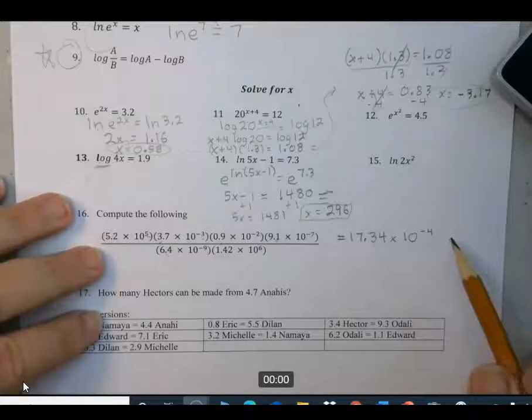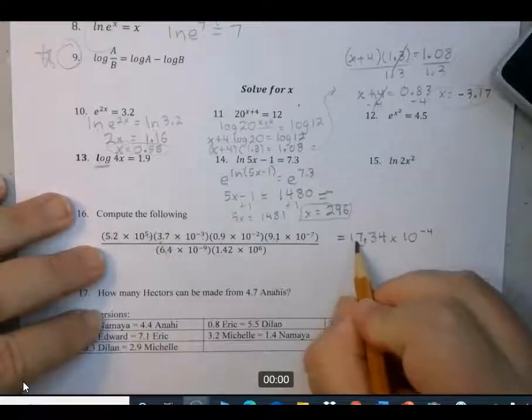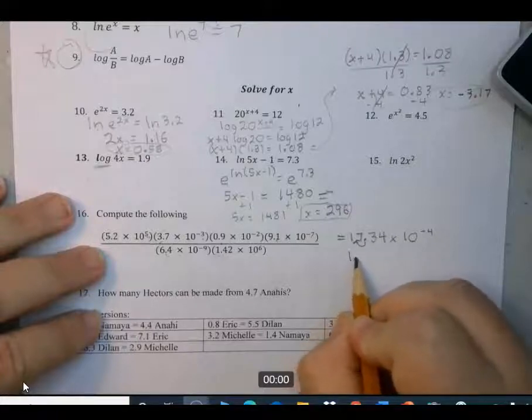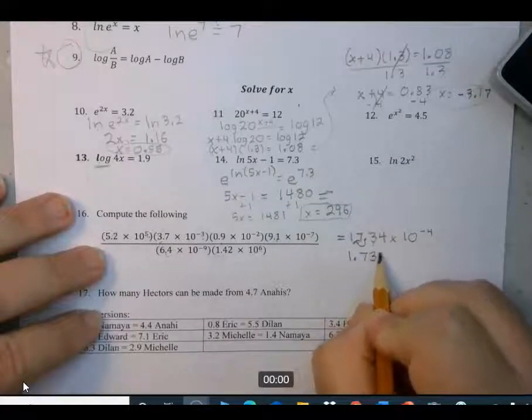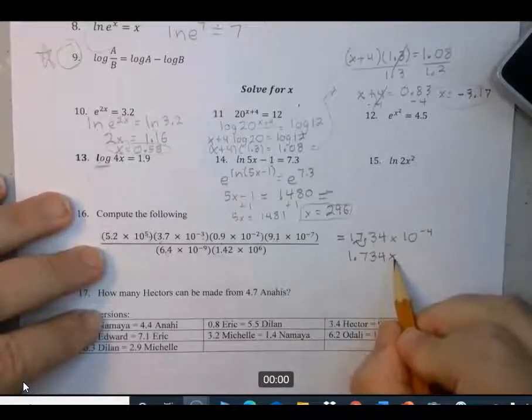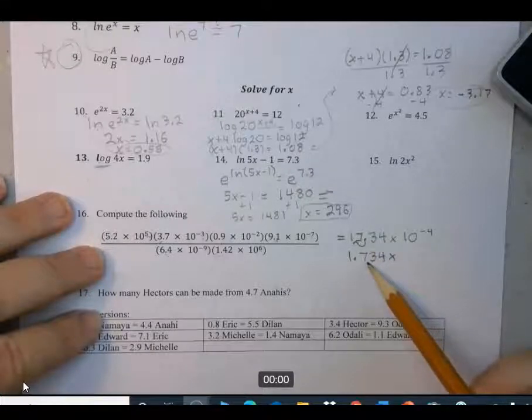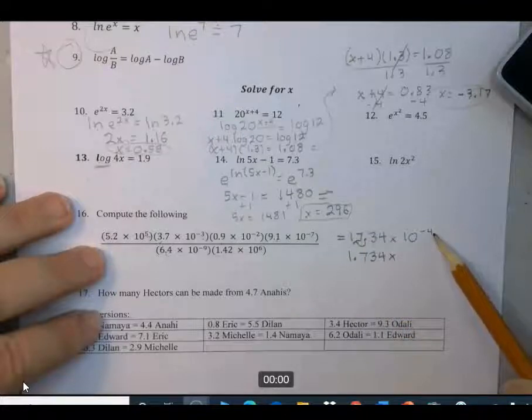Okay, so what do we do? We need to make this a number between 1 and 10. Where do we move the decimal to do that? Well, you're going to move it over to here. So that's 1.734. That's a number between 1 and 10. And so again, don't try to memorize left plus right. You just reason it out. You made this number smaller. It went from 17.34 to 1.734. If you made this number smaller, you have to compensate by making this number bigger because you don't want to change the value of the number.